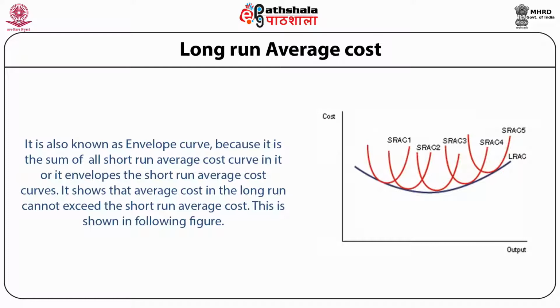It is also known as the envelope curve because it is the sum of all short run average cost curves in it, or it envelops the short run average cost curves. It shows that average cost in the long run cannot exceed the short run average cost. This is also shown in the following figure.